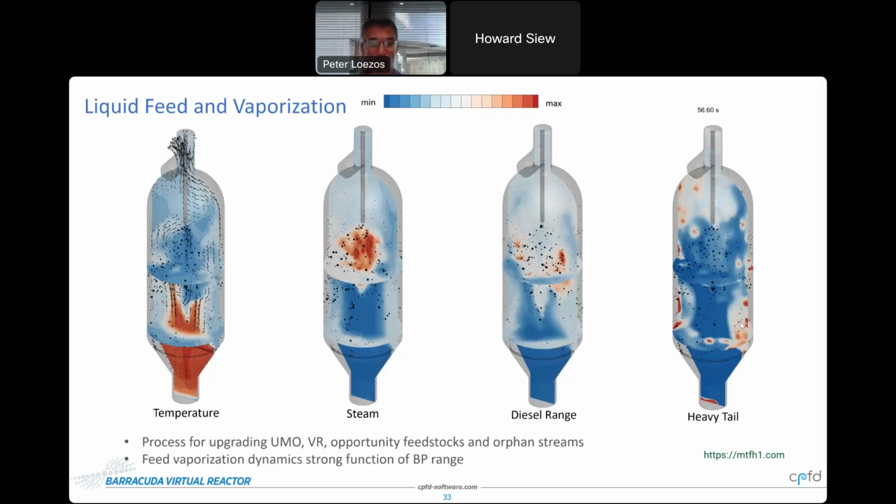for upgrading UMO, used motor oil, vacuum resid, opportunity feedstocks, and orphan streams. And the reason I chose this example is, well, it's a good example of a commercial step out beyond our traditional CFBs, but it also really highlights the capabilities of our liquid feed and vaporization model, right? So the visualization is really good here. So what I'm going to do is begin by explaining how this reactor operates.